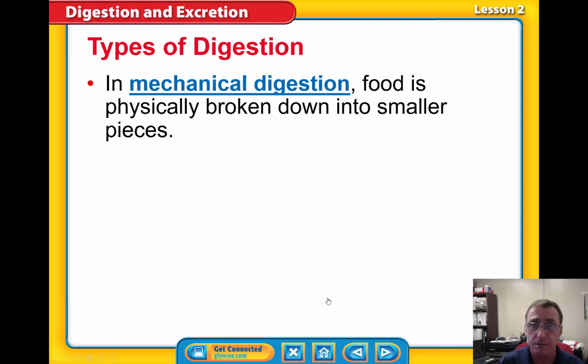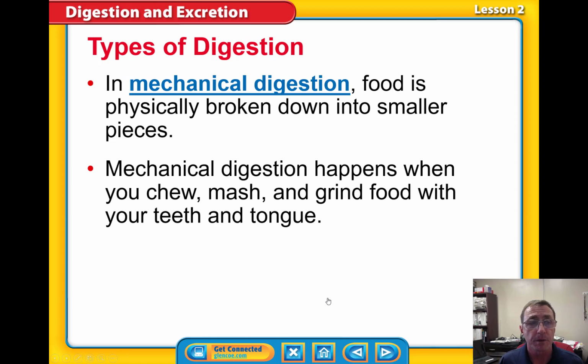Back to what is digestion? What are the 2 different types, and how do they differ, and how are they the same? Mechanical digestion, food is physically broken down into smaller pieces. Mechanical digestion happens when you chew, mash, or grind food with your teeth and tongue. The tongue helps move the food around and form what's called a bolus, which is a small amount of food in almost a ball-like structure that moves through the system.